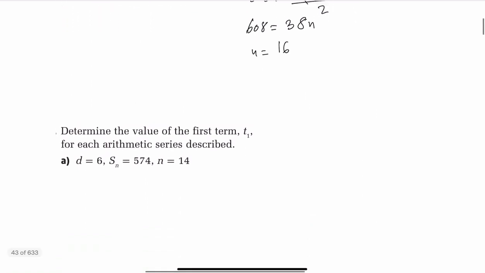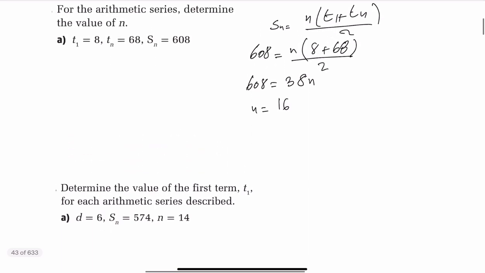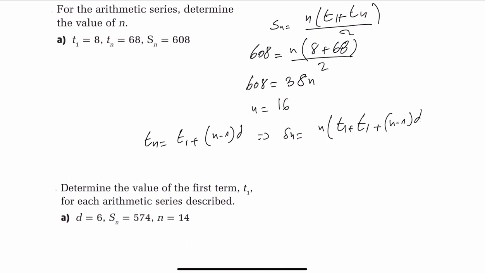Same thing for the other section of this exercise. We will derive our other formula. We know that Tn is T1 plus n minus 1 times d, and I will just use it in this formula here to get this one. So my Sn is equal to n times T1 plus T1 plus n minus 1 times d, divided by 2, which is n times 2T1 plus n minus 1 times d, divided by 2.